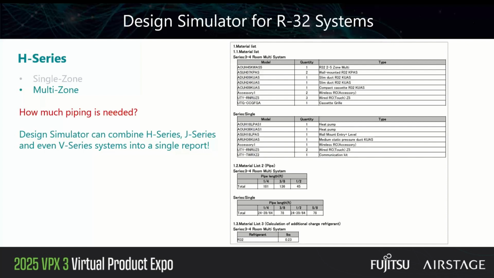Referring to an earlier screen, we talked about how Design Simulator creates a bill of materials. So this is great, for example, so you can group single zone, multi-zone, even VRF projects into a single report. And this is a report, for example, if you wanted to, as a contractor, you could save it, email it to your distributor and say, I want a price on everything here. So it's a great accessory.